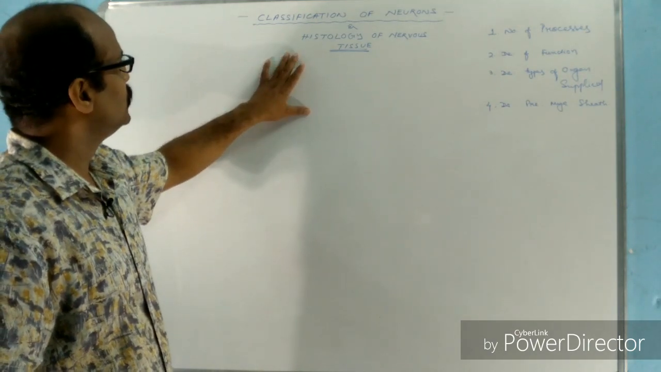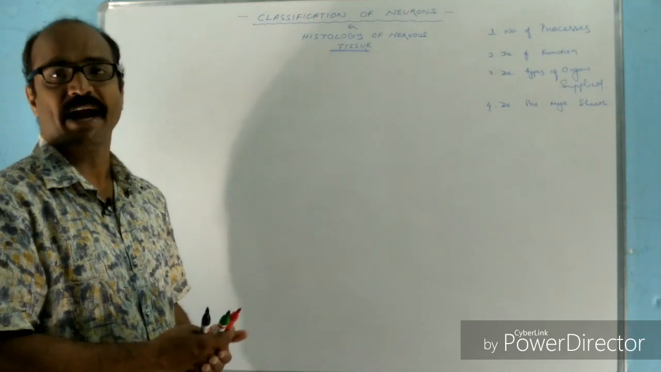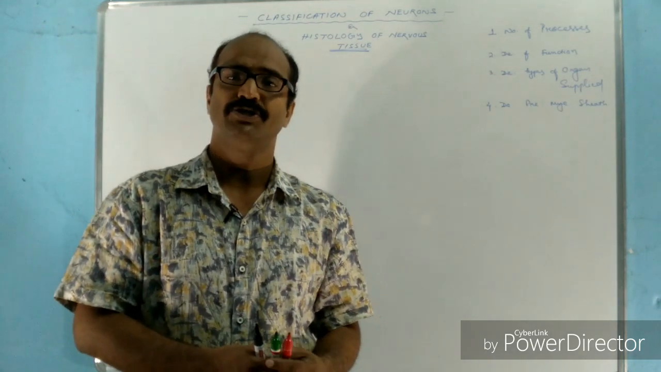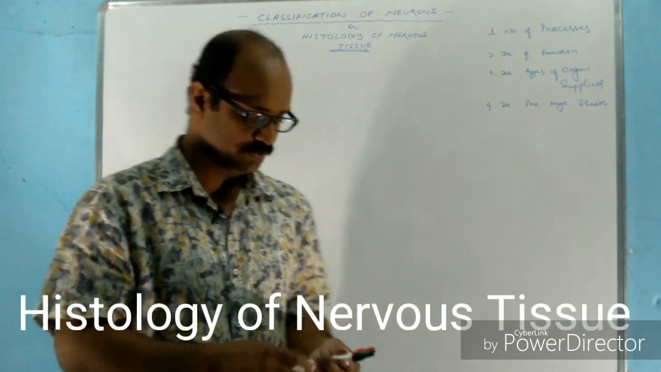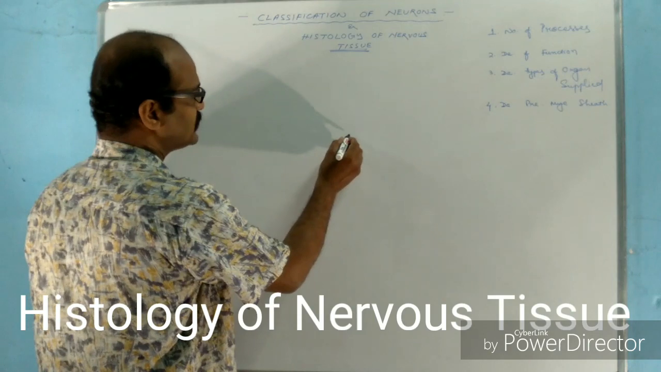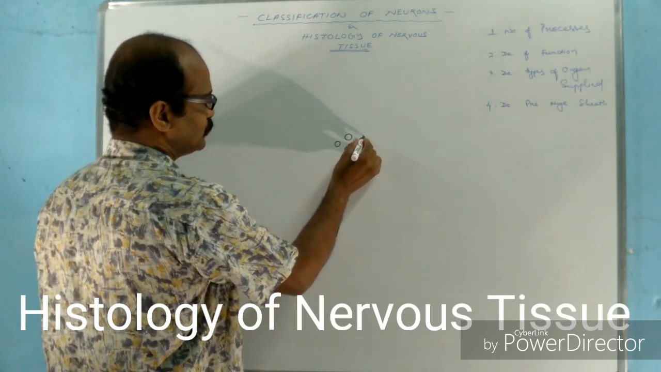In this video, I will be talking about the classification of neurons and the histology of nervous tissue. So first, come to the histology of nervous tissue. As you know, neurons are the structural and functional unit of nervous tissue.